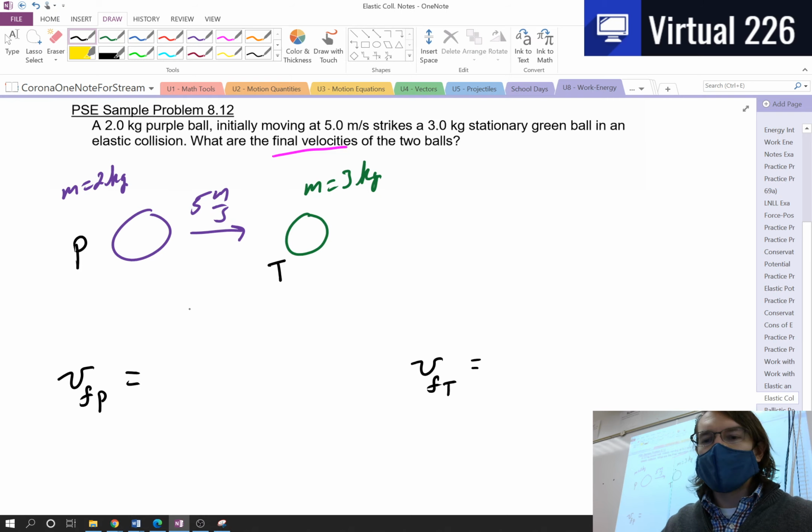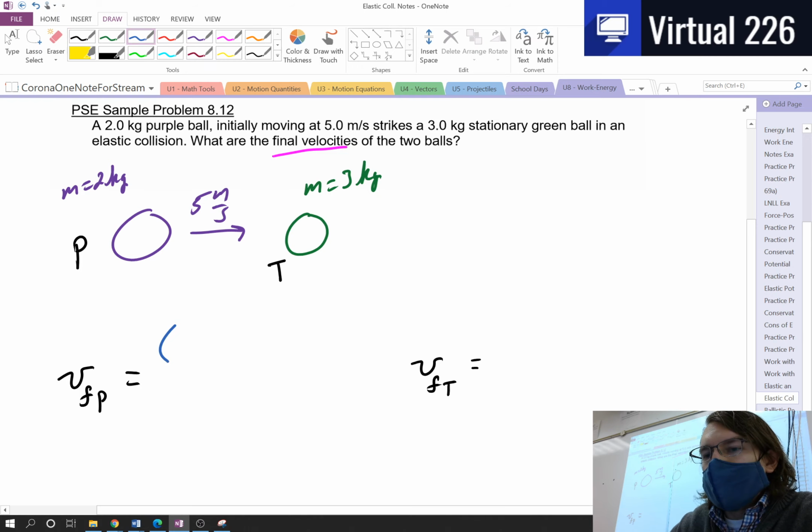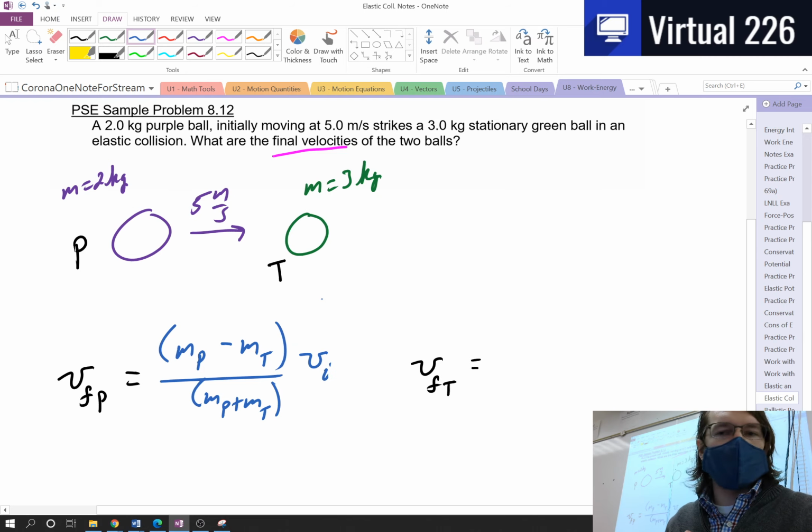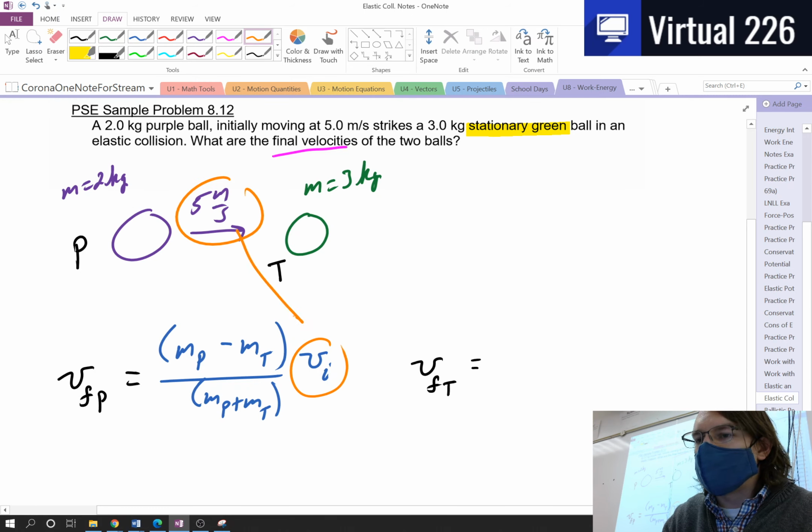Our final velocity of our projectile, according to the notes we last did, is the mass of the projectile minus the mass of the target, divided by the mass of the projectile plus the mass of the target, multiplied by the initial velocity. And we can only use this equation because this green ball is stationary. So that initial velocity is going to be our 5 meters per second from our projectile.